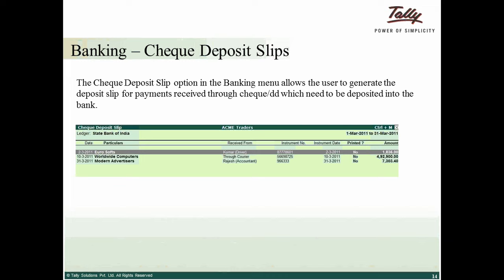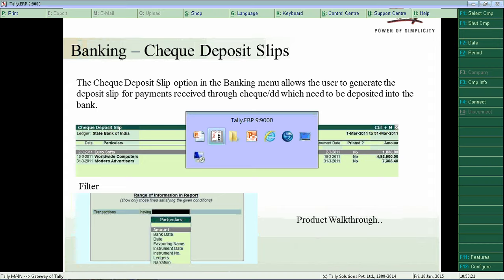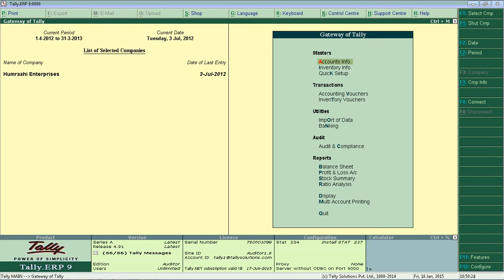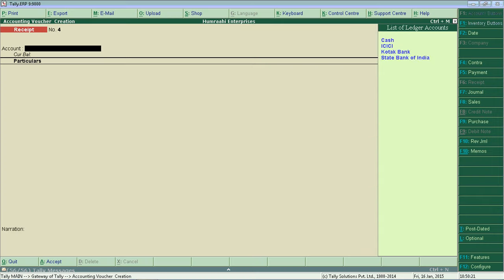Correct? So now we will show you how to post the transaction and how to print the check deposit slip. We have also provided a filter option. If you have many transactions in a day, you can filter for a specific transaction by amount, party name or instrument number. Okay? So now we will go to the product and see how it can be configured. First I will post a few transactions. That's it. Correct? So check deposit is when you are receiving the check.